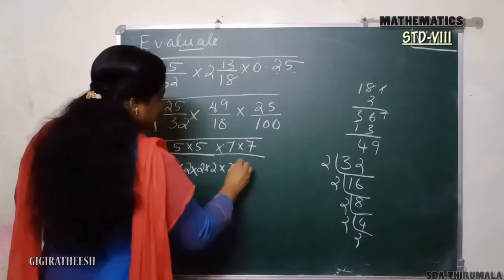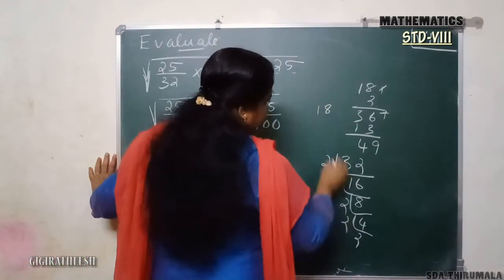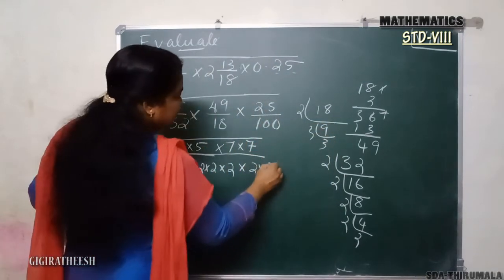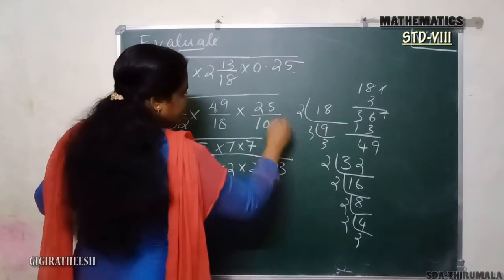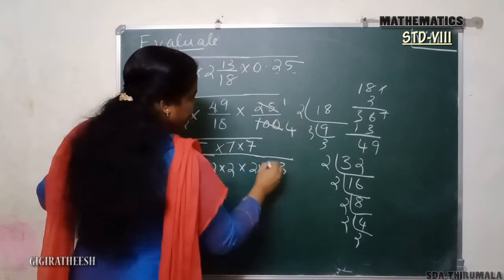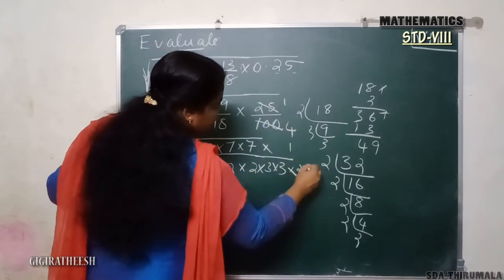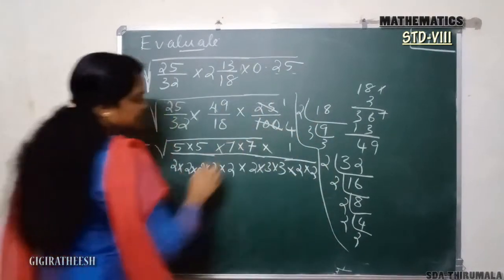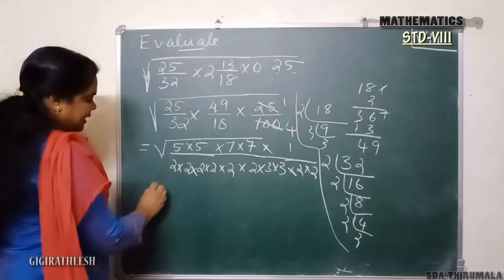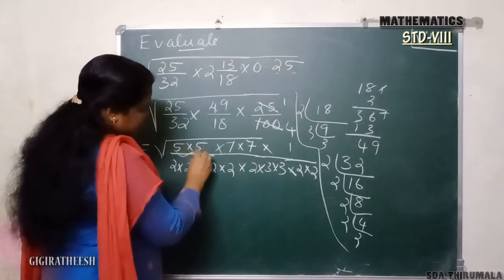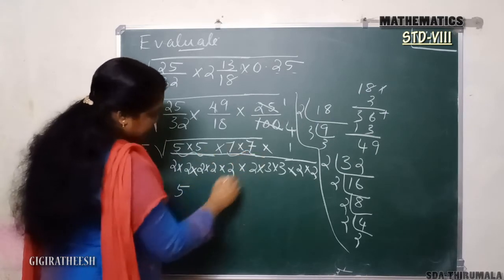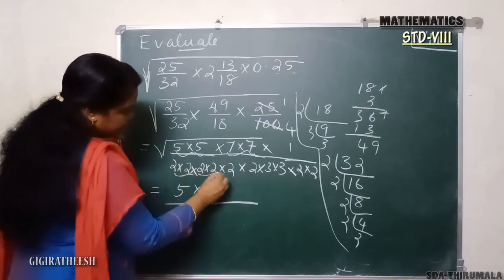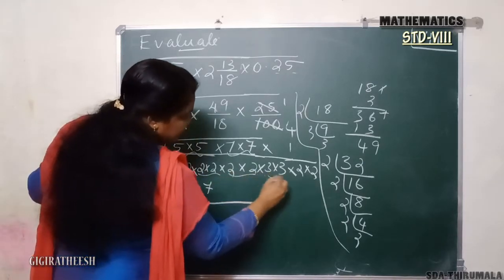18 is equal to 2 into 3 into 3, and then we can cancel this. 1 by 4 into 1 into 2 into 2, by using prime factors, 4 is equal to 2 into 2. And then after that, taking this 5 outside, and from here 7 outside, and then in the denominator 2, 3 and this 3, 2.